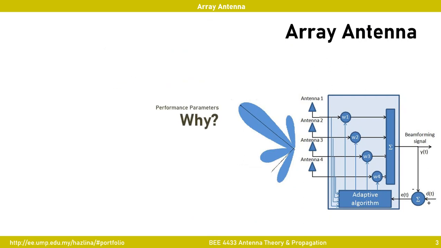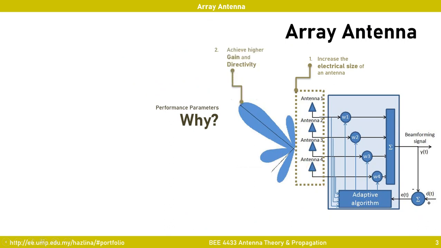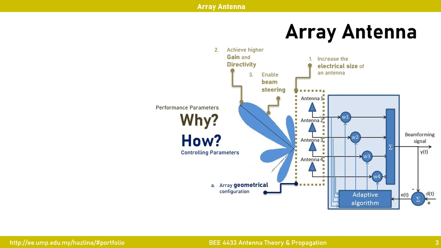Motivation of having an array antenna as the front end of a wireless radio frequency communication system include to increase the electrical size of an antenna. Note that the antenna unit in the array is termed as element. To achieve higher gain and directivity, and to enable beam steering. This could be achieved by adopting the right array geometrical configuration, as the radiation flexibility is limited with the physical arrangement. For example, one-dimensional array is limited to only one-dimensional beam scanning.